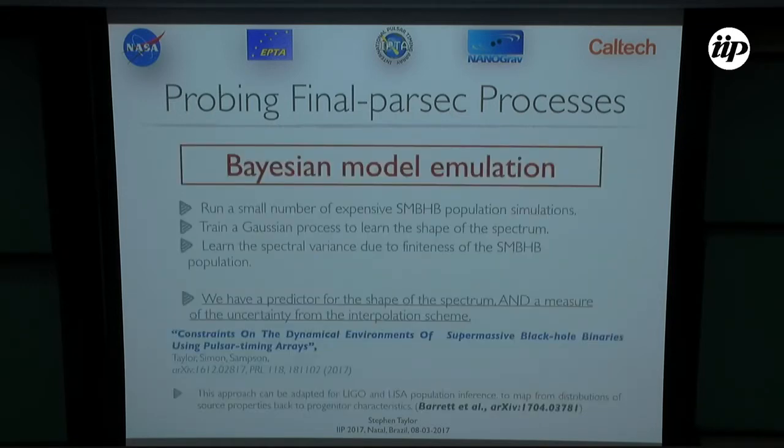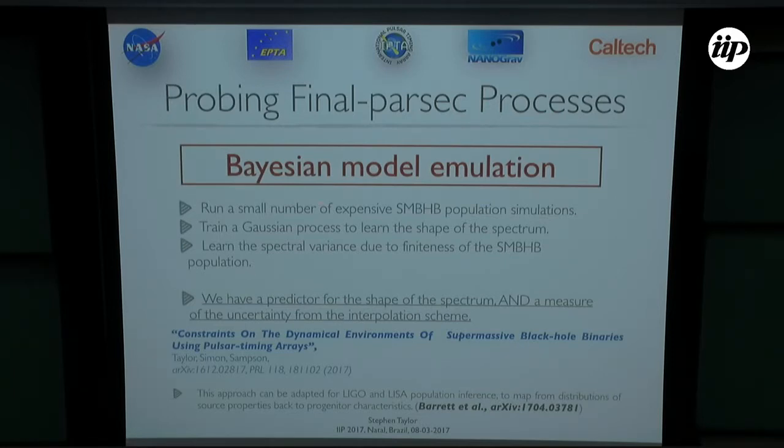So this gets us on to Bayesian model emulation using Gaussian processes. This is different from what John was talking about. John was talking about the idea of emulating waveforms for individual systems, but this is about emulating the statistical properties of populations. In this case, we're going to emulate the characteristic strain spectrum given by an entire population of black hole binary systems, which are subject to different environmental conditions in the final parsec of galaxy evolution.